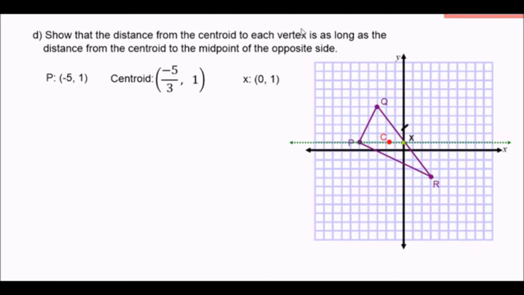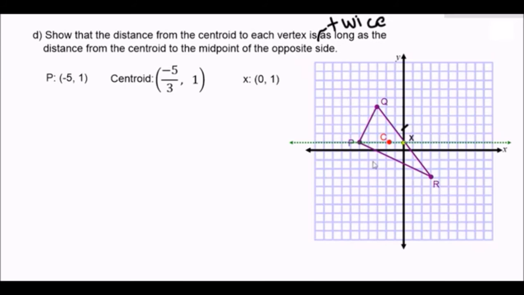Good. Okay, I just checked. I am missing a word, a very important word. It should be: show that the distance from the centroid to each vertex is twice as long as the distance from the centroid to the midpoint of the opposite side.